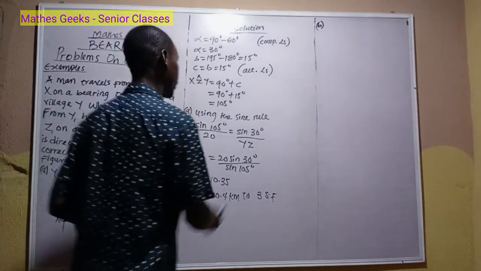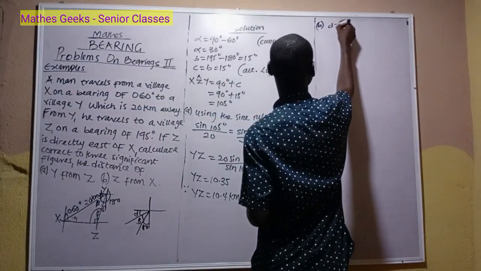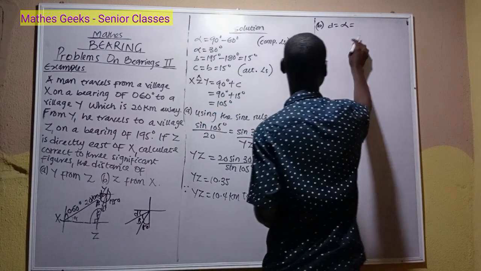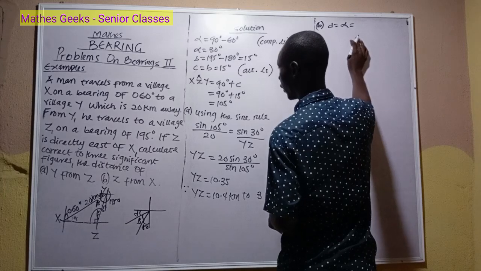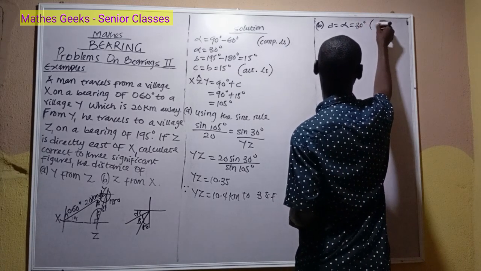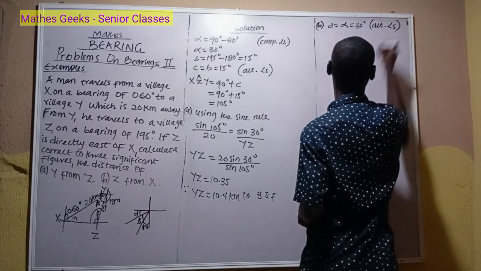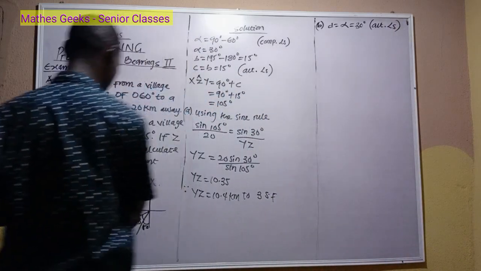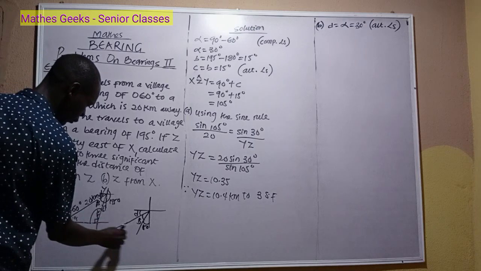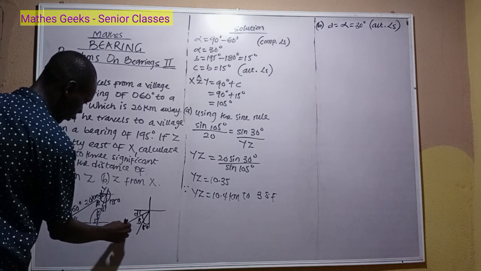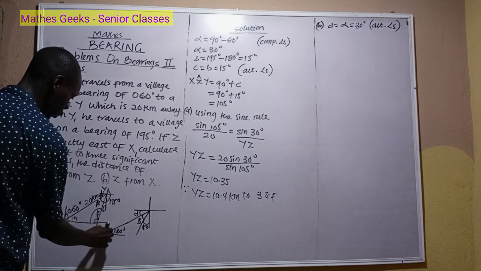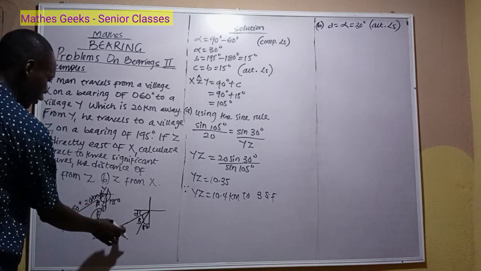So first of all, I'm going to say D is equal to alpha. What's the reason? What is alpha? Alpha is 30 degrees. What's the reason? Alternate angles. So D is alternate to this line here. It's equal to 30 degrees, which is alpha. So this angle is alternate to this angle, joined to this transversal.